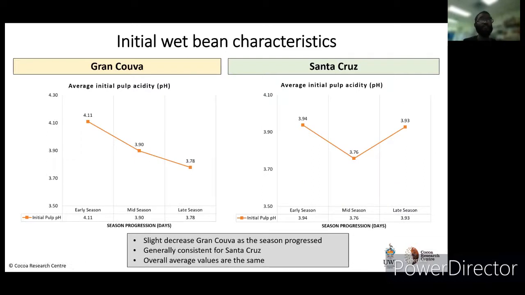Moving on to the average initial pulp acidity in terms of pH, we can see in both locations. First, in the Vancouver area, initially there is a higher pH compared to the Santa Cruz area, and in the Vancouver area there was a slight, gradual decrease in the pH, meaning the pulp tends to be slightly more acidic. And in the Santa Cruz area, the pH decreased from the early season to the mid-season and increased from the mid-season to the late season.